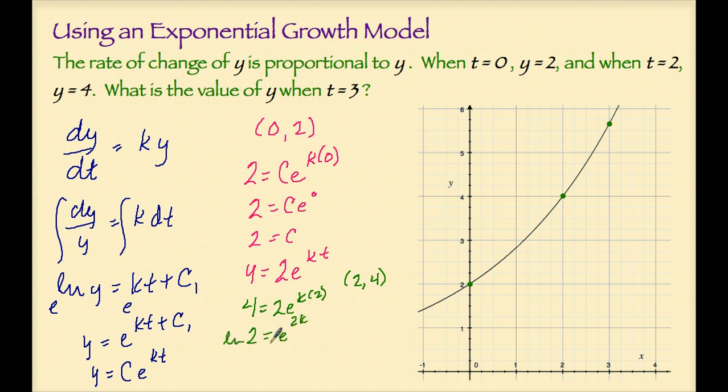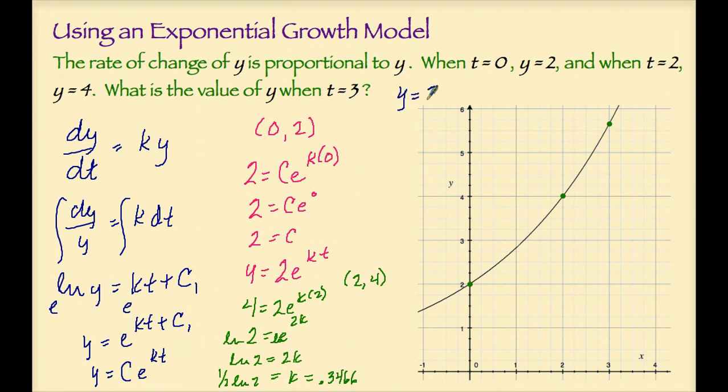Take the natural log of both sides of this equation. You'll end up with natural log of 2 is equal to 2k, and dividing both sides by 2 gives us 1/2 natural log of 2 is k, and that's approximately 0.3466. So here's our specific exponential growth model.